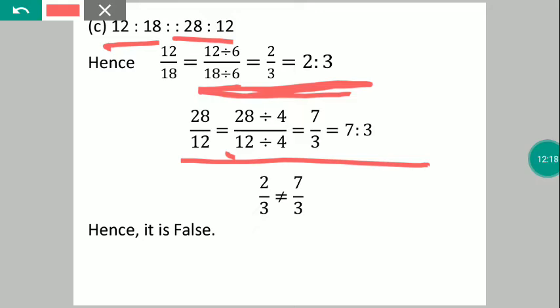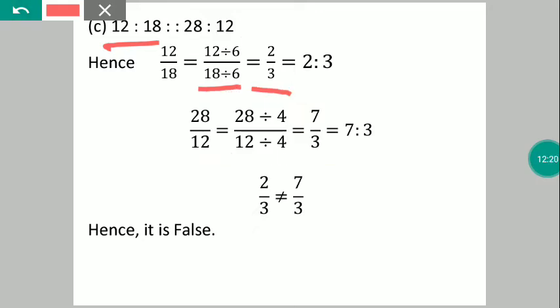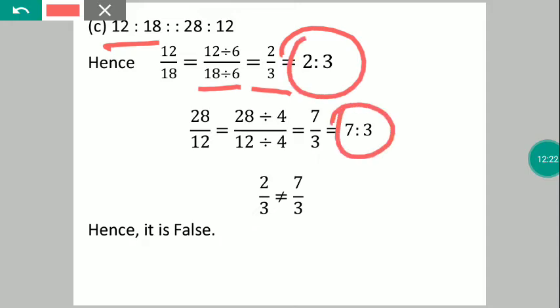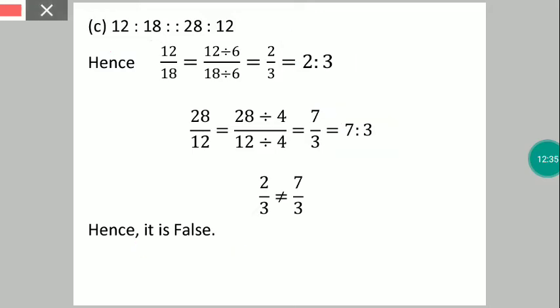The ratio is 7:3. Now the ratios are 2:3 and 7:3. So the ratios are not equal. So the given statement that the given quantities are in proportion is wrong. So it is a false statement.